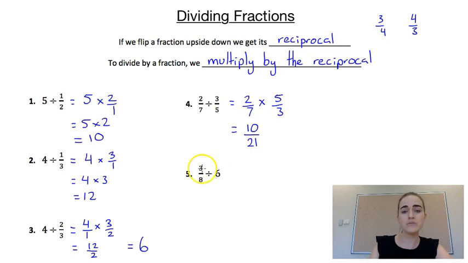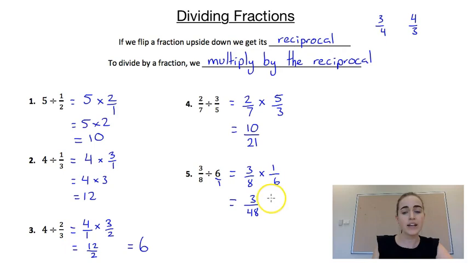And for our last example, we've got 3/8 divided by 6. I'm going to write that 6 as 6/1 to write it as a fraction. Then we're going to have 3/8, and I'm going to multiply by the reciprocal, so 1/6. Now if I multiply through, 3 times 1 is 3, and 8 times 6 is 48.